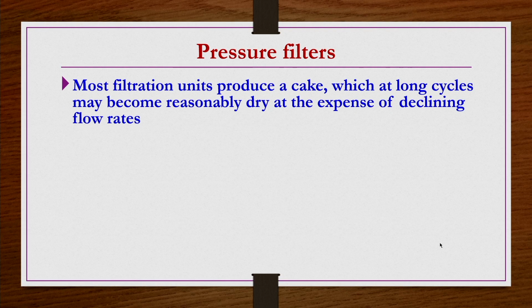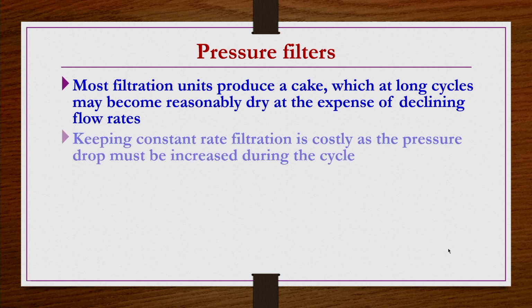Pressure filters: most filtration units produce a cake which at long cycles may become reasonably dry, at the expense of declining flow rates. Under such conditions, keeping a constant flow rate is very costly, because as the filtration time progresses, more and more particles accumulate as a cake on the surface of the filter medium, offering more resistance. So gradually the filtration rate decreases.